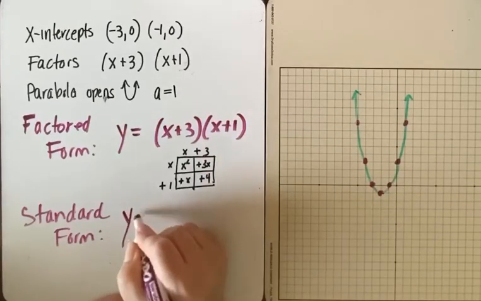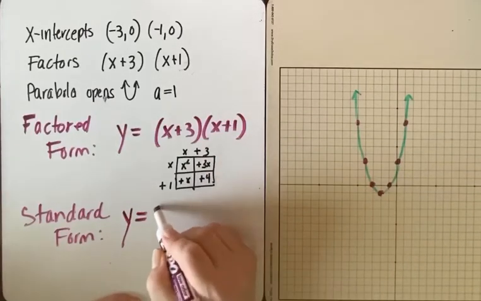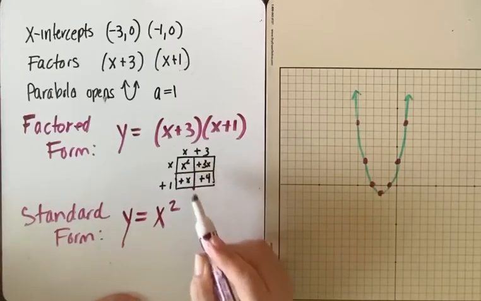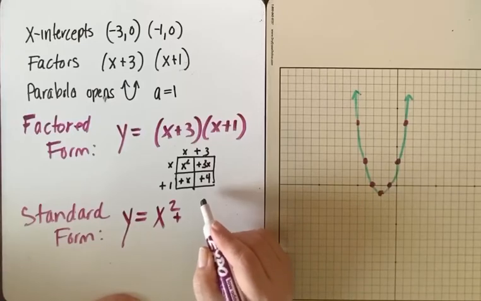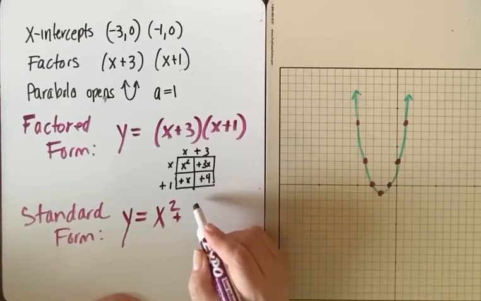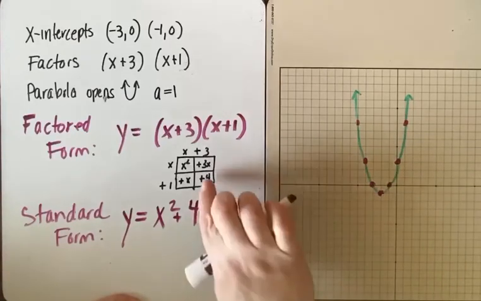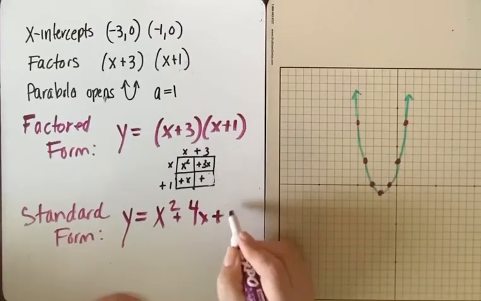The result is standard form, which would be x squared plus 4x plus 3.